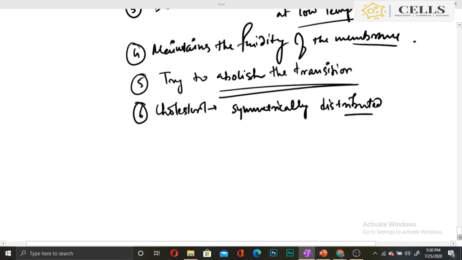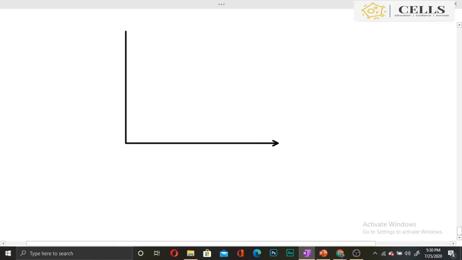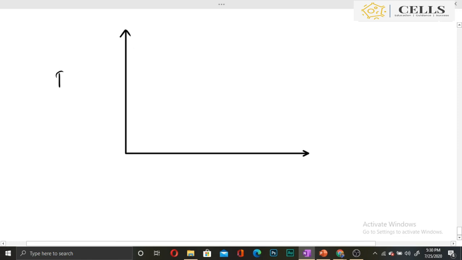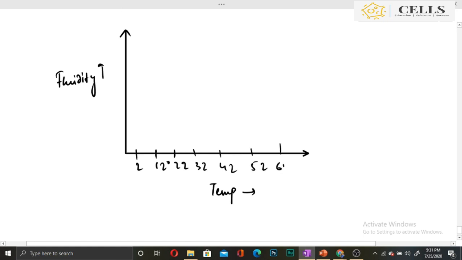So now it is a question of the interview. One interview question. I'll give you a question and you tell me the answer. Suppose we are having a graph of fluidity versus temperature. The temperature axis reads 12, 22, 32, 42, 52, 62, like this, in Celsius.